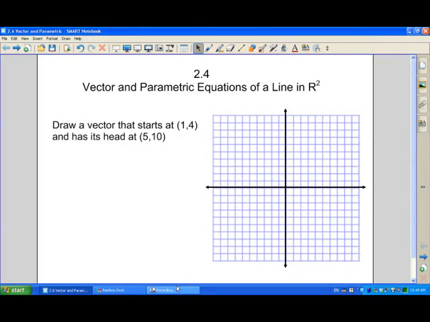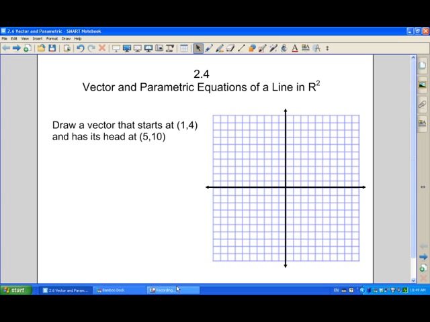Folks, today we're going to be looking at a new topic. We're kind of changing gears. We're going to talk about some different ways we can represent an equation of a line in two dimensions. So today we're going to specifically talk about vector and parametric equations of a line, what they look like, and how we can come up with them.